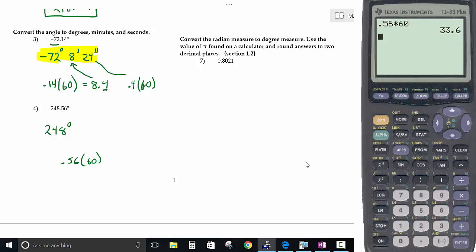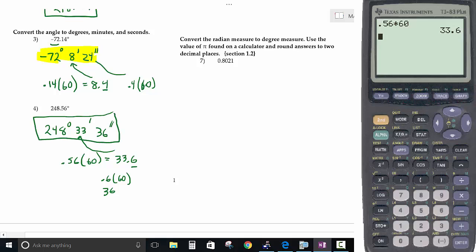Okay, so when we do that, we'll have 33.6. So the 33, again, becomes the minutes. Then you got to do the leftover 0.6 times 60, which will give you 36. So that will give you the 36 seconds. And then that would be your solution to your problem.